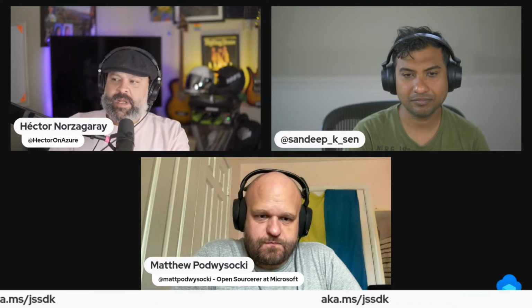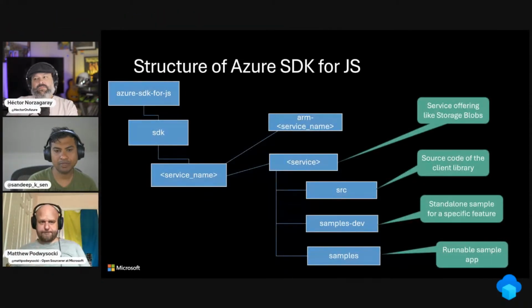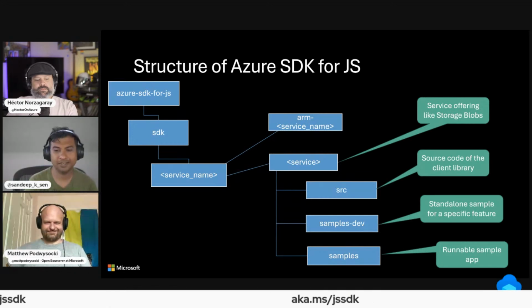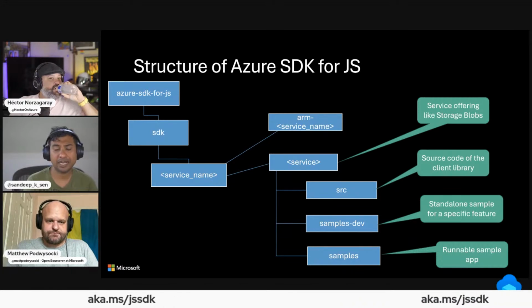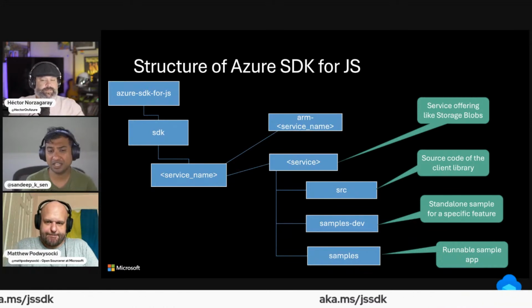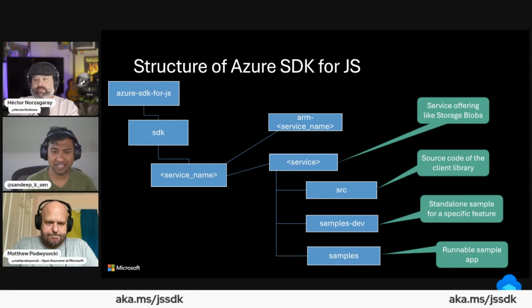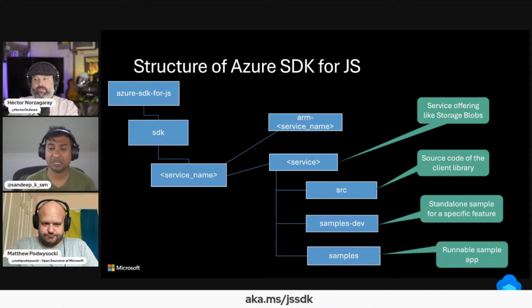Why don't we talk a little bit about how the JavaScript SDK works? Sandeep, you want to give us a quick overview? Yeah, so when you go to our JavaScript SDK repo, you'll find a monorepo called Azure SDK for JS. Inside that, you'll find a directory called SDK, and inside that SDK, you'll find your service name. For example, storage. Storage is a service we offer.